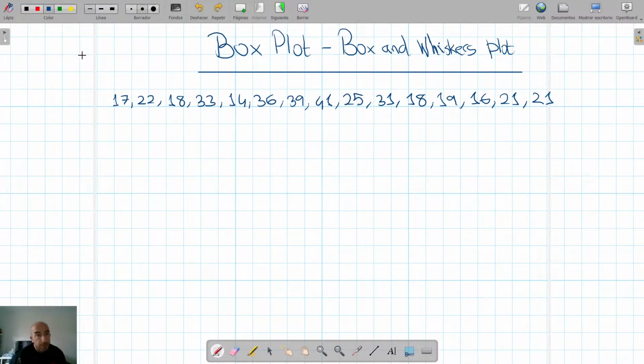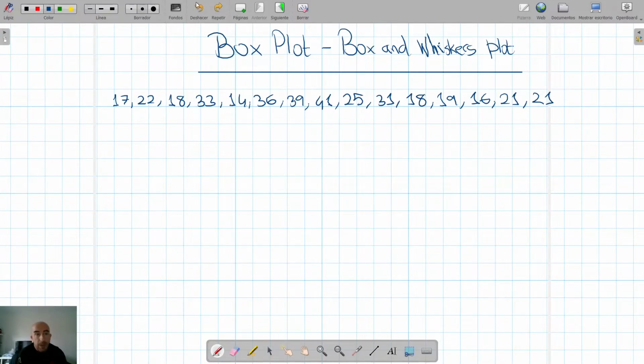Remember that the box plot is something that looks like this. These are the whiskers. That's why it's called the Box and Whiskers plot too. You might also see it in a vertical fashion, so you might see it this way. It doesn't matter. It's the same plot.